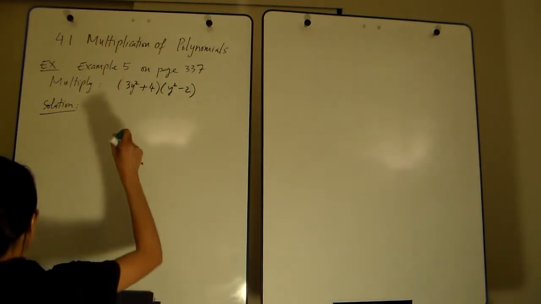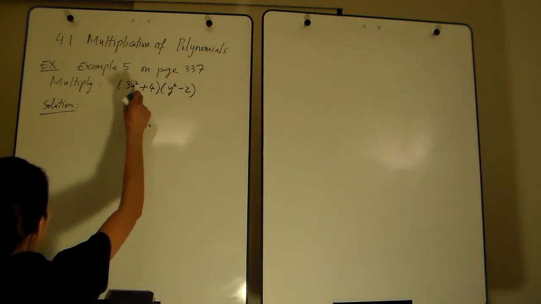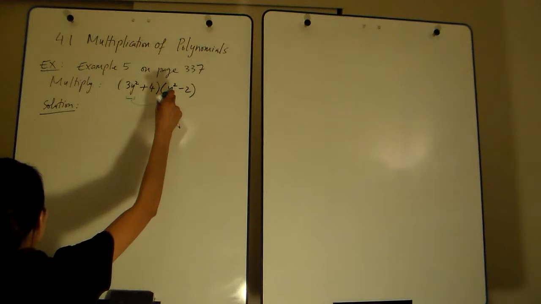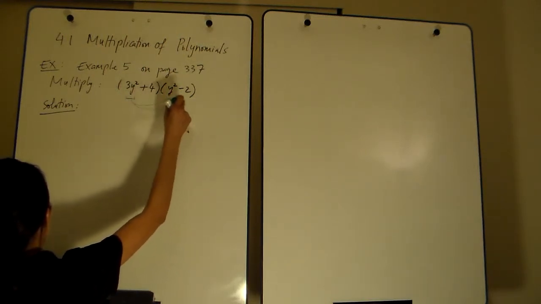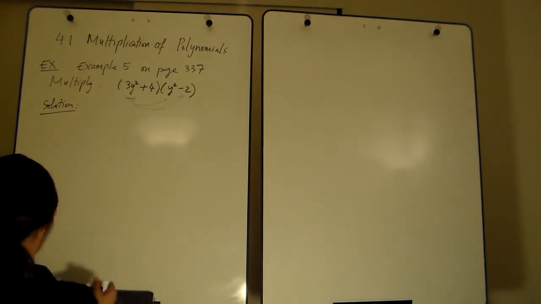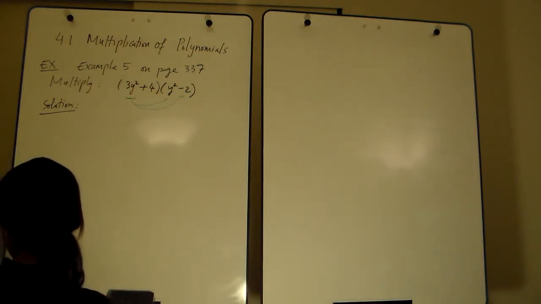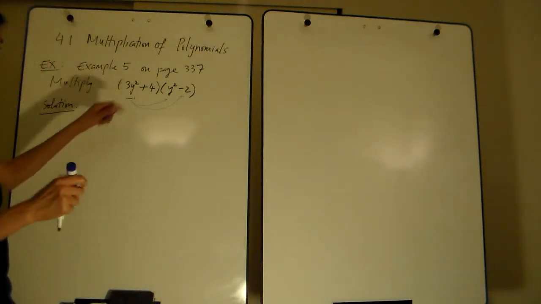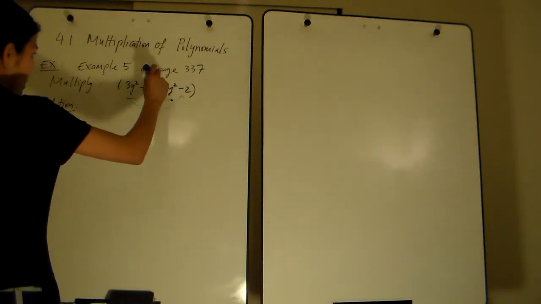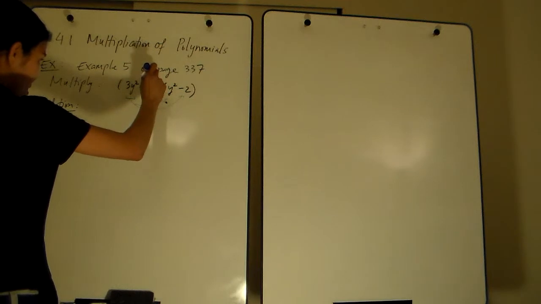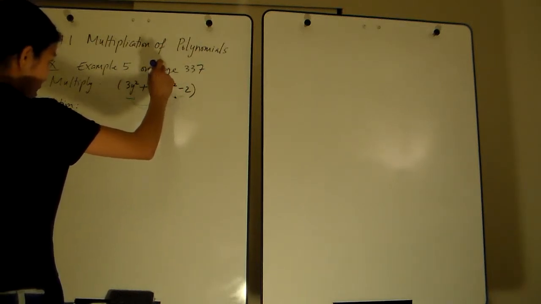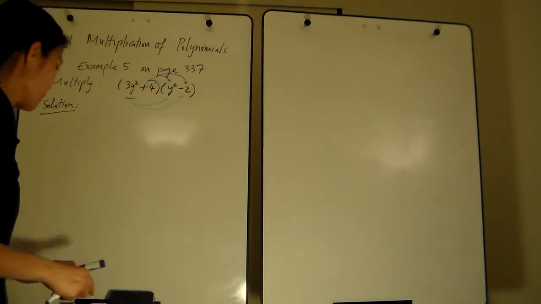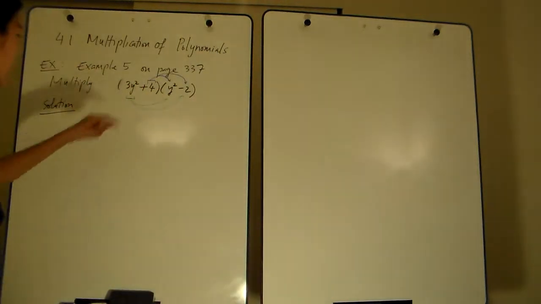So, I will take this first term right here inside the first parenthesis and multiply it by each term inside the second parenthesis. Okay, and I will do this for the other term inside the first parenthesis as well. Take this term 4, and multiply each term inside the second parenthesis. Alright, let me start with this term first.